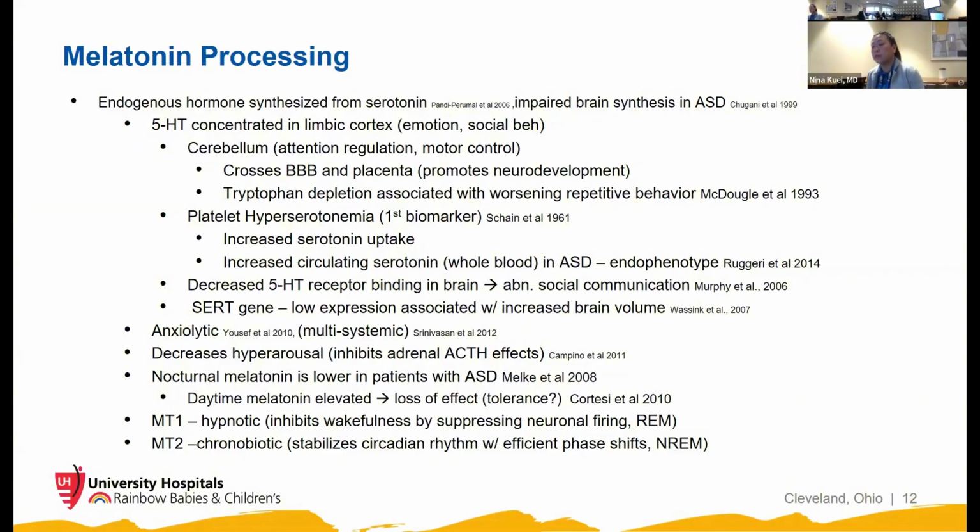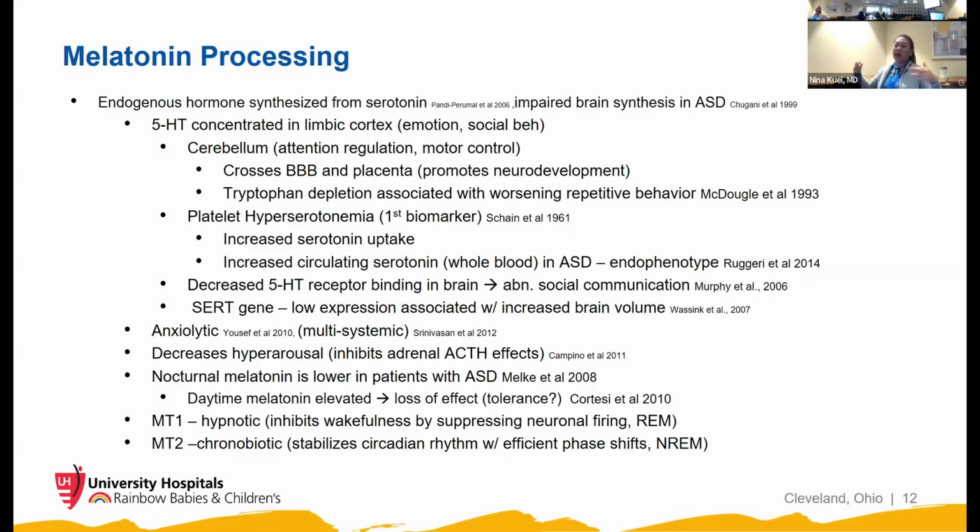It's an endogenous hormone that we make in our brains and in a lot of cells, but it's originally synthesized from serotonin, which is in turn synthesized from tryptophan. When we're developing, melatonin can cross the blood-brain barrier, and it can cross the placenta as well. The thought is that during neurodevelopment in the fetal stage it promotes neurodevelopment by being neuroprotective in terms of facilitating neuroplasticity.